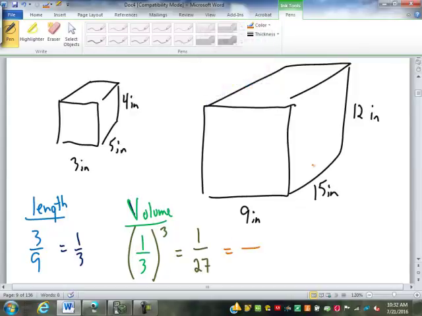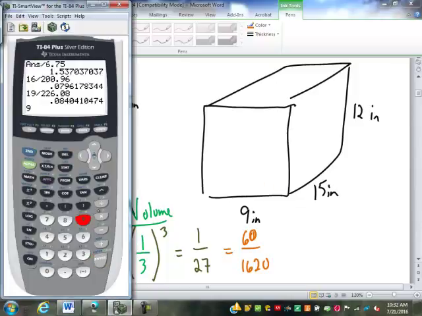So now what goes over here? Well, I don't know the volume of one of them yet. This volume over here, 3 times 5 times 4, is going to be 60 cubic inches. So I'm going to put that on top. If I were to cross multiply and divide here, I get 1,620, I believe. Is that the correct volume over here? Yes, it is.